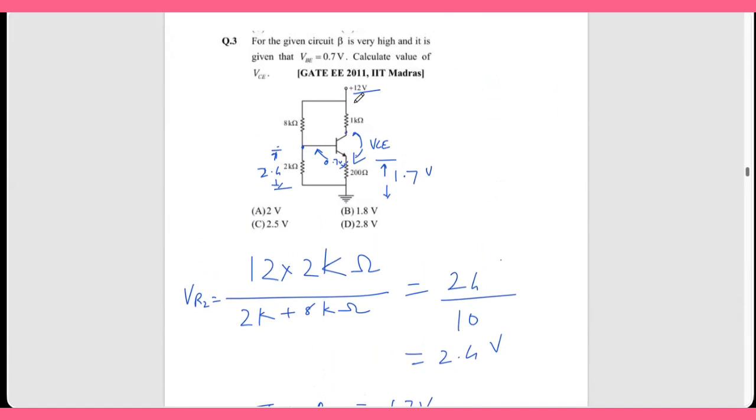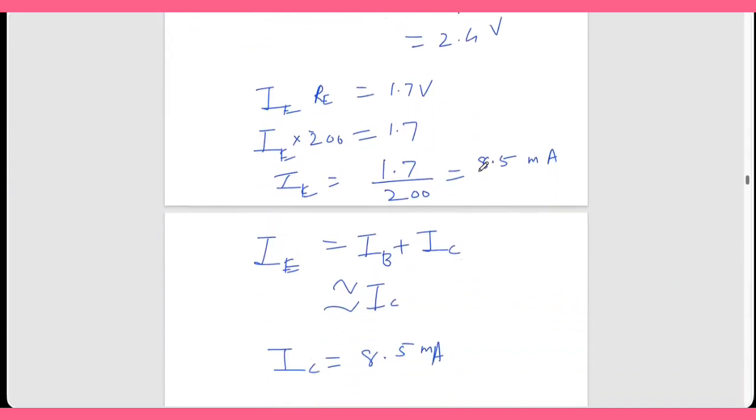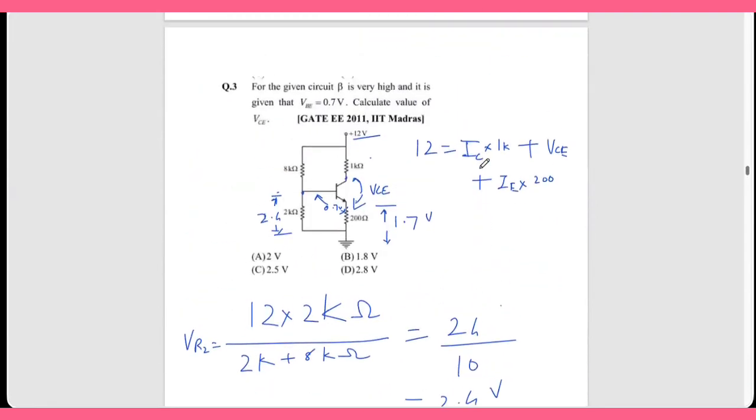Now, if you write this equation here, 12 equal to the drop across this 1 kilo ohm. This current is IC. IC into 1 kilo ohm plus VCE plus IE into 200. Okay. We know IC and IE. What is IC? IC is 8.5. IE is also 8.5.